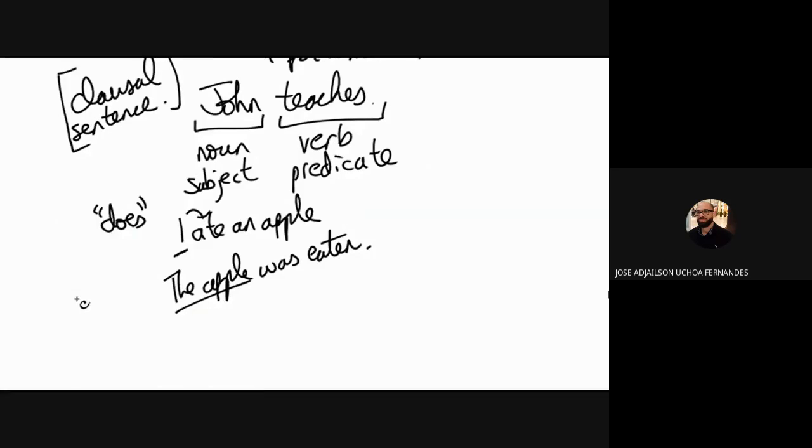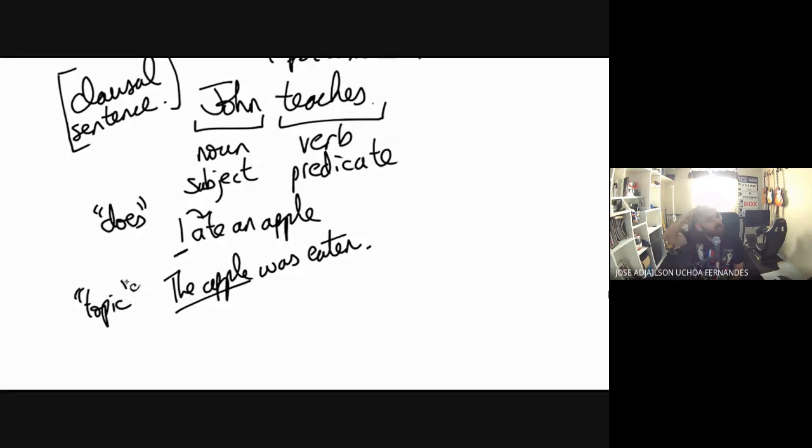Instead, some people will say it's the topic. And well, that seems to be a little bit stronger because it's true for both of these, right? I'm the topic of this sentence. What did I do? Well, I ate an apple. The apple is the topic of this sentence. What happened to the apple? Well, the apple was eaten.